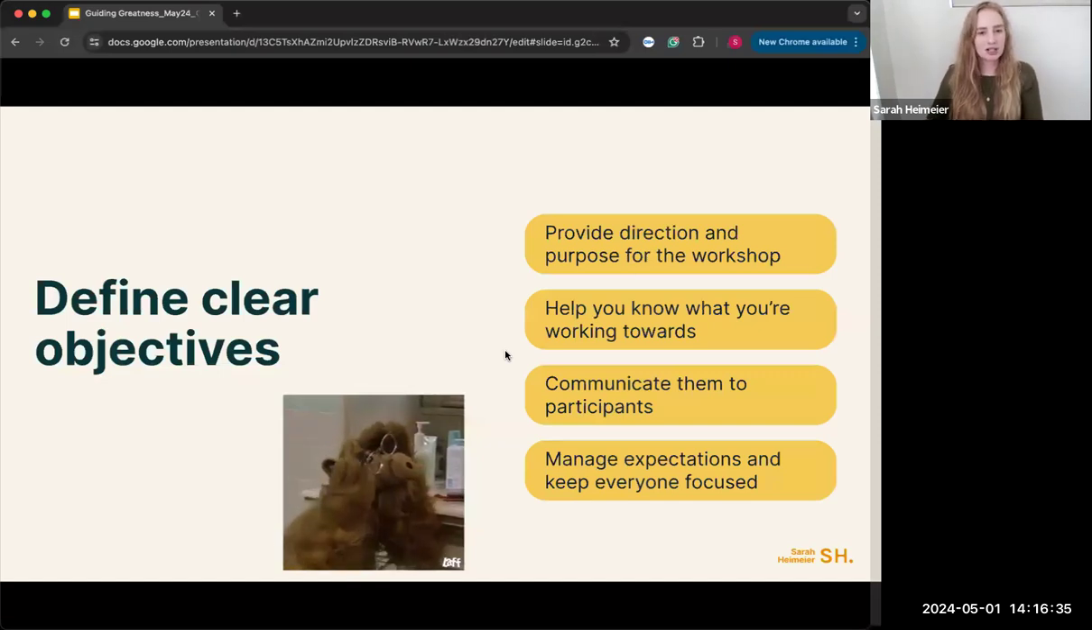Similar to that story that I shared. Constantly reflecting and going, have I hit this? Do we need to do something different? Do I need to change activities? Do I need to adjust it? Do I need to ask more direct questions because we're running out of time?